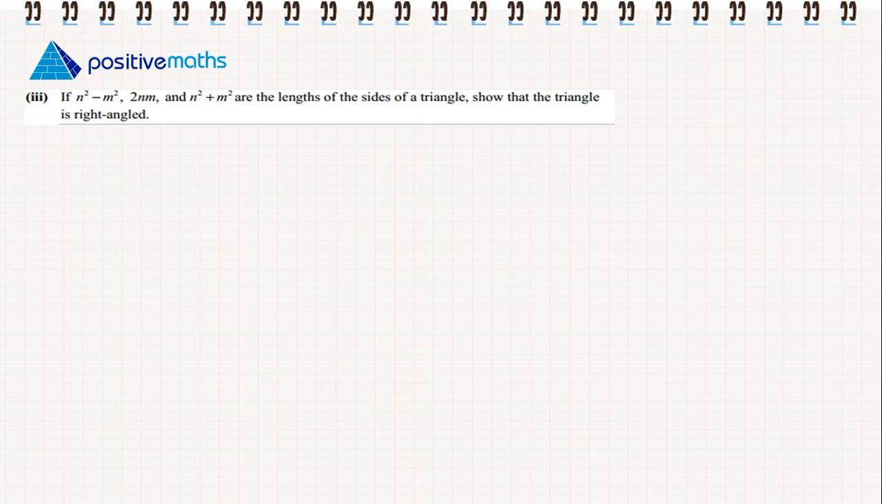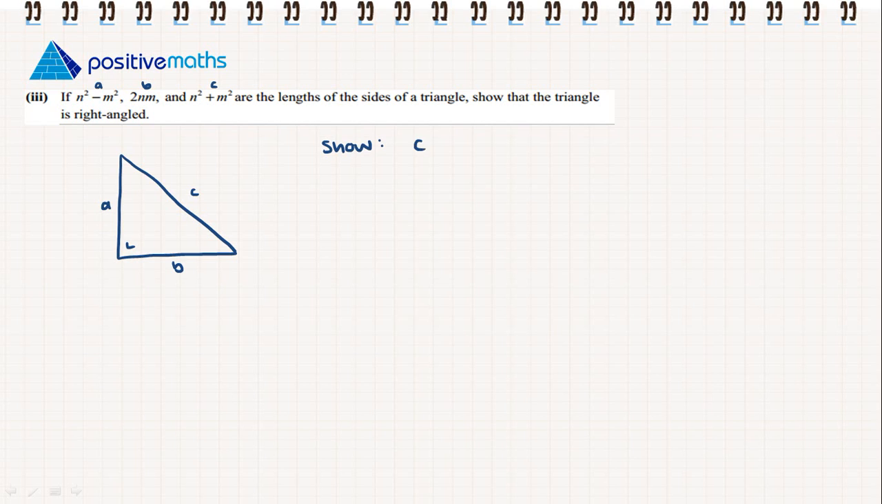Part 3. If n squared minus m squared, 2nm, and n squared plus m squared are the lengths of the sides of a triangle, show the triangle is right angled. So we're going to do the same thing here. So this is a, b, and c from the previous part, and we already showed that if we let a and b be the sides, and c be the hypotenuse, then we can show that it's a right angled triangle.